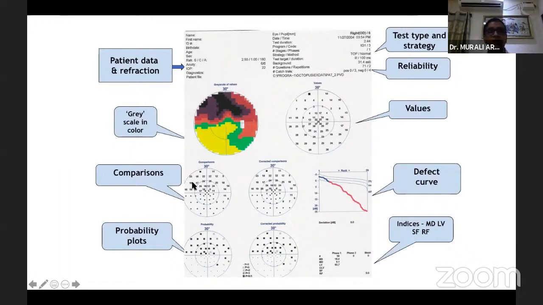The comparison is equivalent of total deviation. The corrected comparison equivalent of pattern deviation. You have the test type and strategy, which is usually TOP or normal. The reliabilities, false positives, false negatives, and you have a reliability factor at the bottom. You have the values, which is actually thresholds, and you have a defect curve, which I'll come to in a little while. And you have the indices, like the MD, the mean defect, the loss variance, and of course the short-term fluctuation and so on. In brief, this is similar to the Humphrey perimeter, except that the terminology is simpler and much easier to understand.